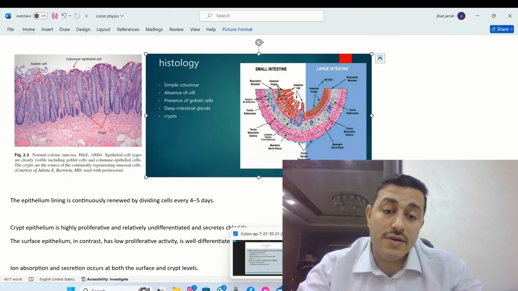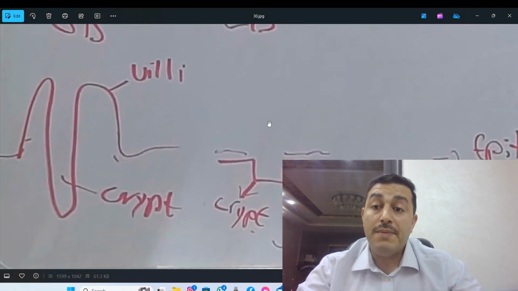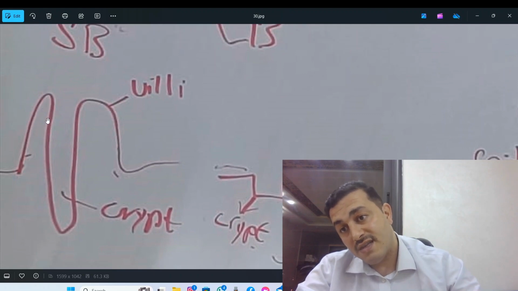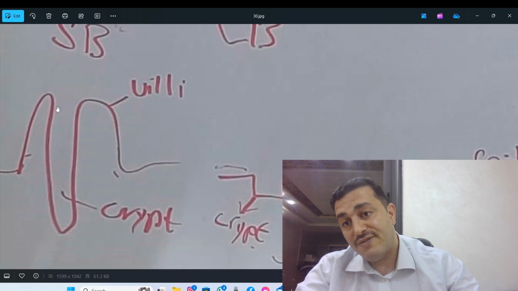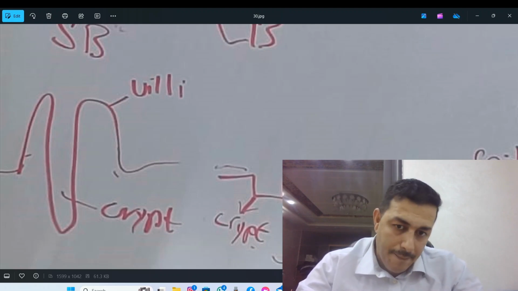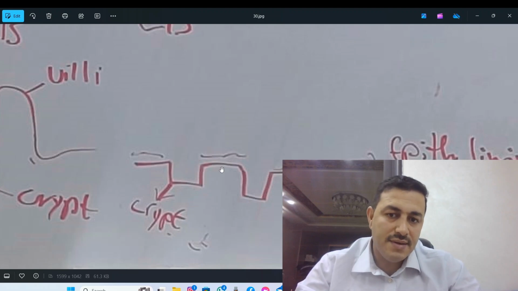To help you understand this, this is the epithelium of the small bowel. Can you see? This is the villi, the projection above the epithelial surface, and this is the crypt. In the colon, we have only crypts.